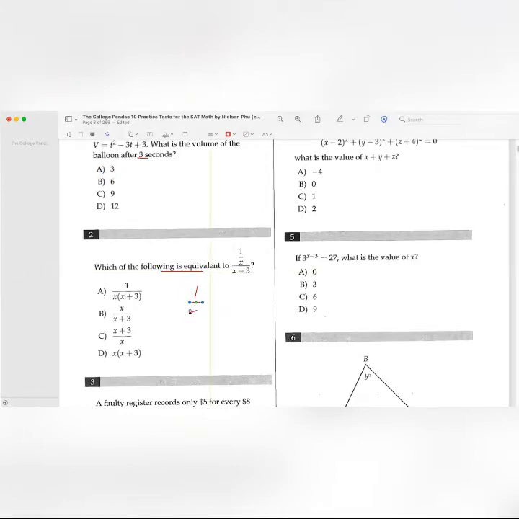I cannot write with this preview. I'm trying to write with the preview editing and it's not working at all. I'm gonna have to just use the Zoom annotations. That's easier. Oh, that's much better. So x plus 3 over x. So we're gonna go with C.